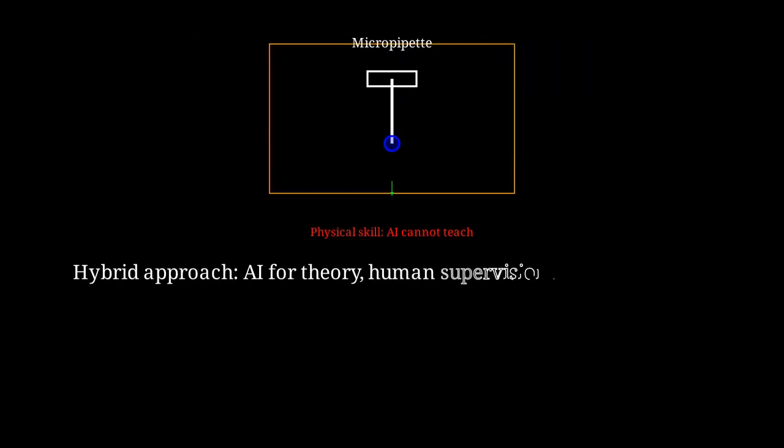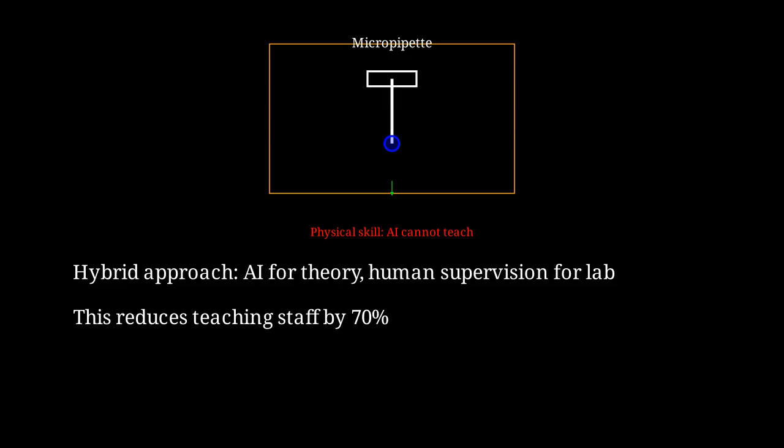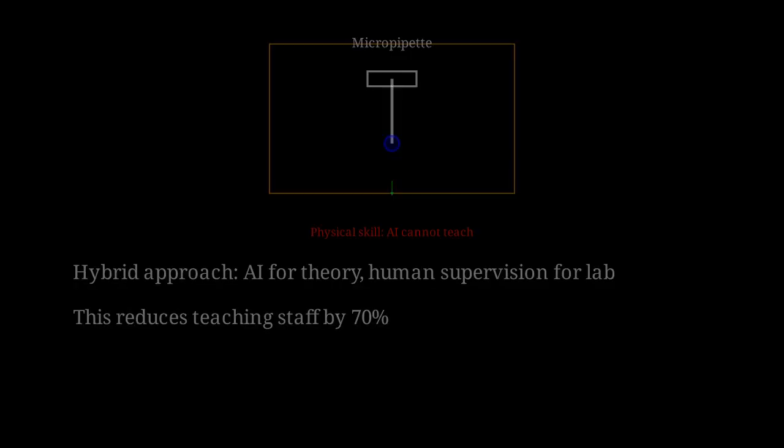The most effective implementation uses a hybrid approach. The AI handles all theoretical instruction, problem sets, and conceptual understanding. A laboratory instructor provides hands-on training in practical techniques. This hybrid model reduces required teaching staff by approximately 70%. Instead of 3 professors and 4 teaching assistants, you need 1 lab supervisor and the AI system.